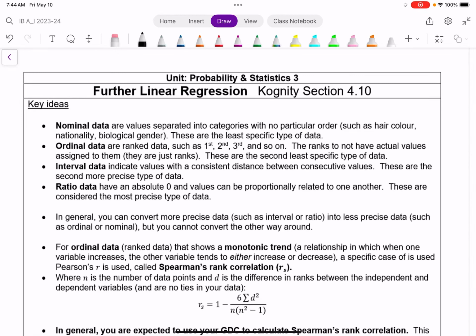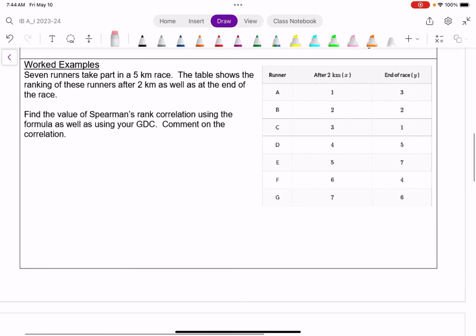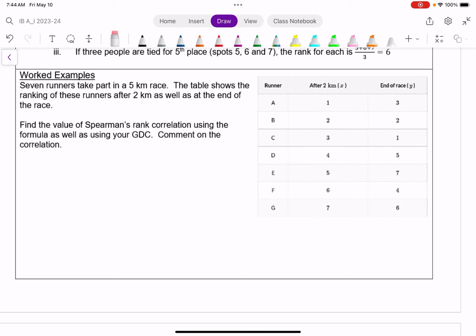So for this lesson, we'll return to the ideas of linear regression and the correlation coefficient, but with a focus on ordinal data, which is ranked data, in which we just put data in ranks as first, second, third, and so on, and looking at a different type of correlation coefficient. So for example, here is some data showing for 7 different racers their position after 2 kilometers and at the end of the race in a 5-kilometer race.